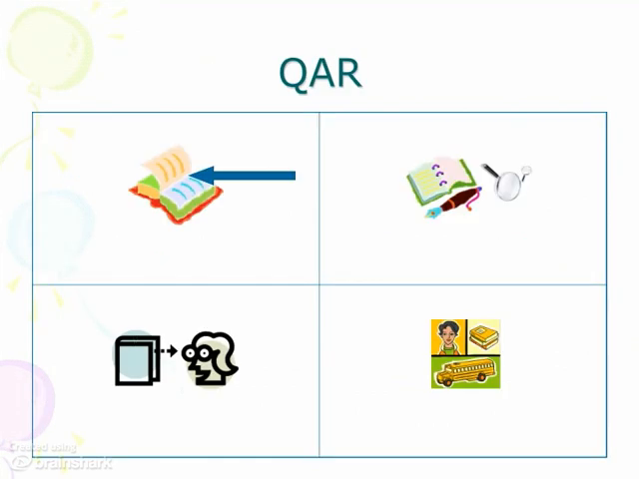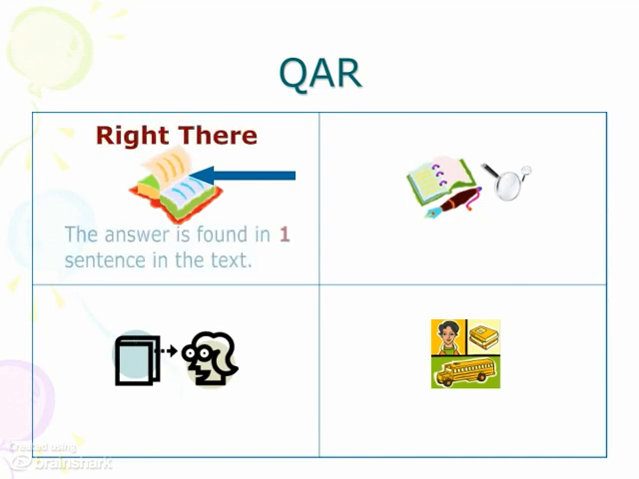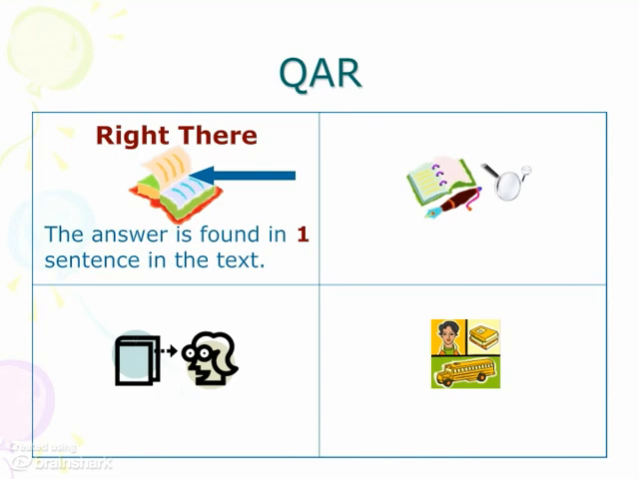So if you look at your notes, you'll see that there are 4 different boxes. The first type of QAR is a right there question, which means that the answer is found in one sentence in the text. These are usually the easiest questions because it's supplied right in the text. It's right there.